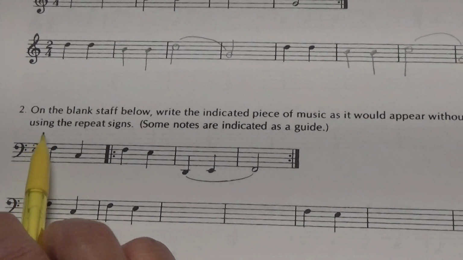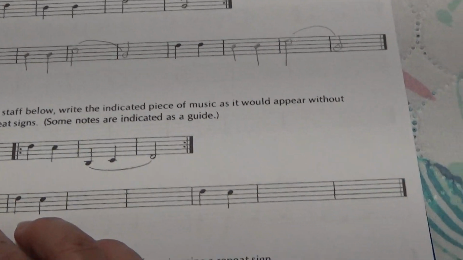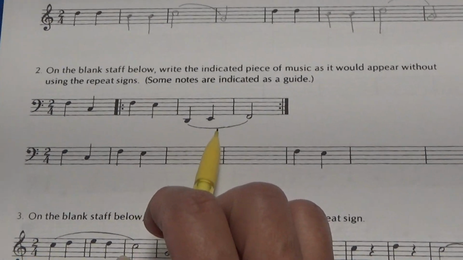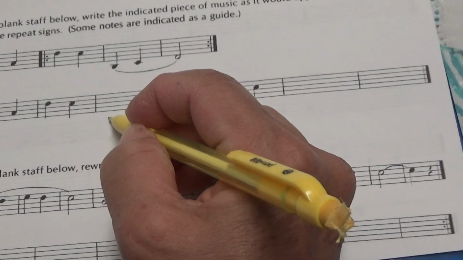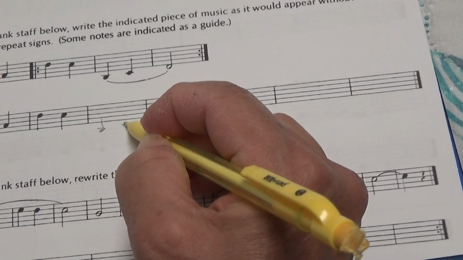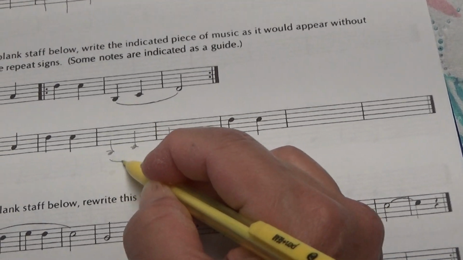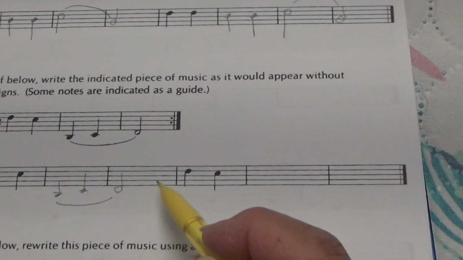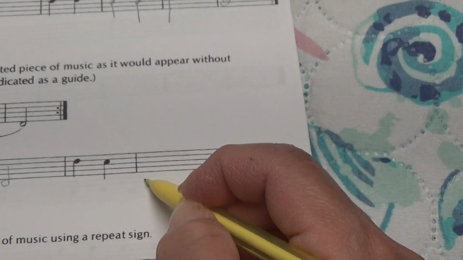Okay, next, on the blank staff below, write the indicated piece of music as it will appear without using the repeat signs. Some notes are indicated as a guide. So again, here, you draw this note here, and here, and there's a phrase marking or slur. Then because there's no repeat sign, you'd have to write it again.